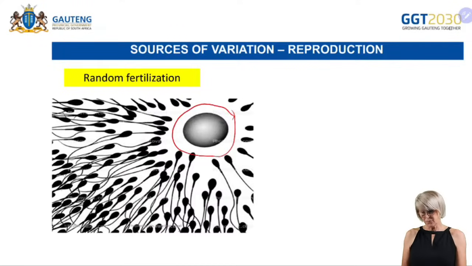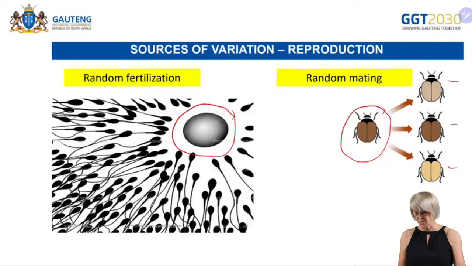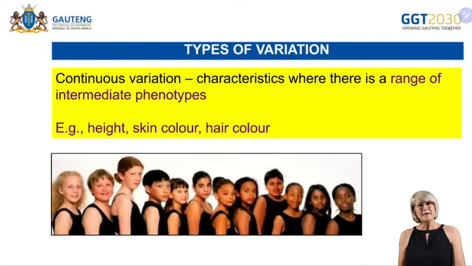And the second source of variation in reproduction is called random mating. That is when this individual is able to mate with any one of these 3. Okay, so that is random mating. So those are the sources of variation in reproduction. Right, now the types of variation. And these 2 concepts you need to know because they do ask them.